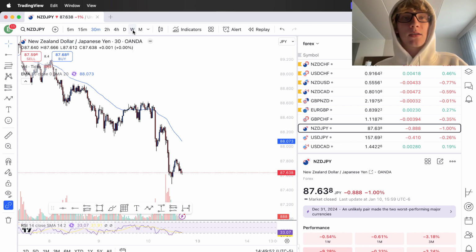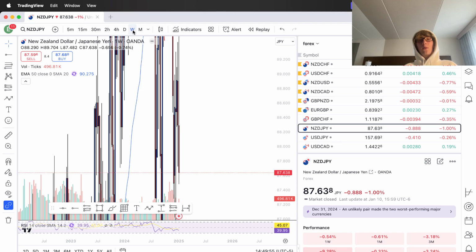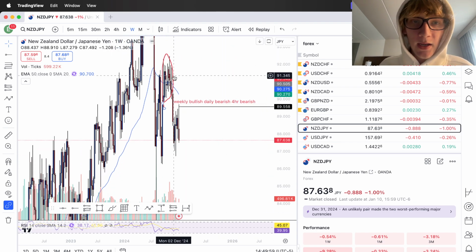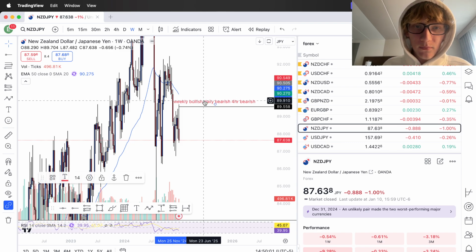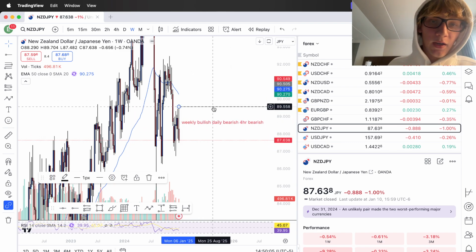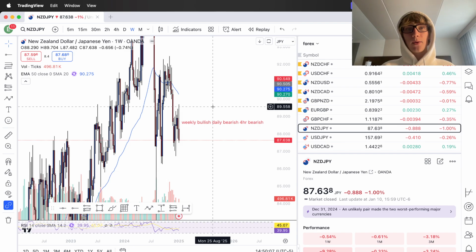So I do the weekly, the daily, and the 4-hour time frames for multi-time frame analysis. And as you can tell right here, I still write down essentially what each one is, bullish or bearish. So then when I'm taking trades, usually on the 4-hour or 30-minute, I can see these just for a reminder that the higher time frames, what they want to do.